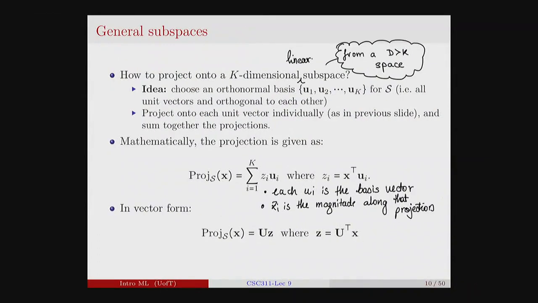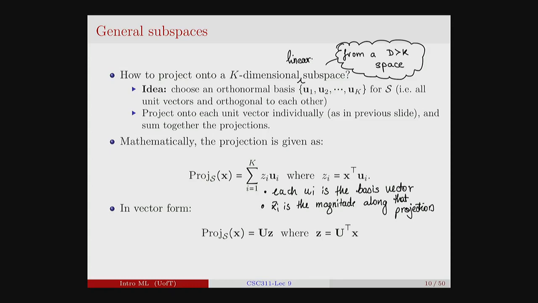Okay, so now we're going to jump into higher dimensions. And the jump into higher dimensions is going to express the idea of projecting onto a k-dimensional linear subspace and how we do that. And we're going to assume that we start from some d greater than k space. So the idea in the one-dimensional case was that we needed this unit vector. This unit vector told us the direction of where the subspace was, and then by multiplying the unit vector by a scalar, we could represent any point in that subspace.